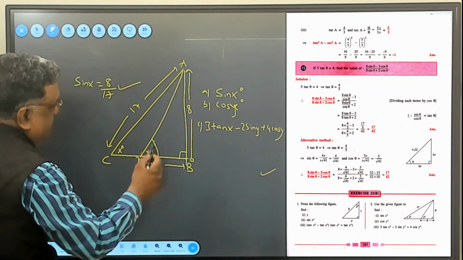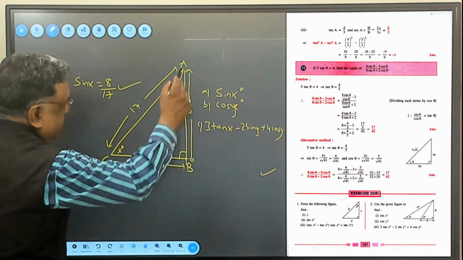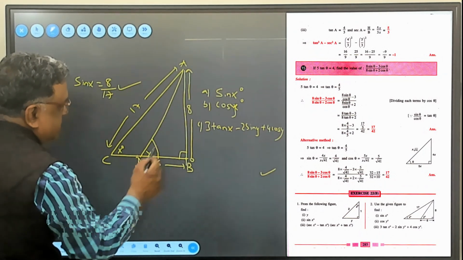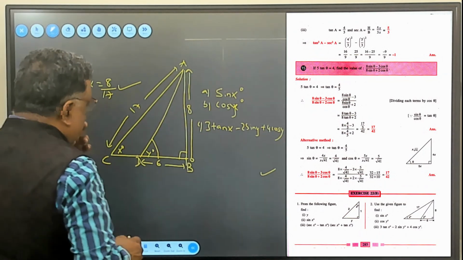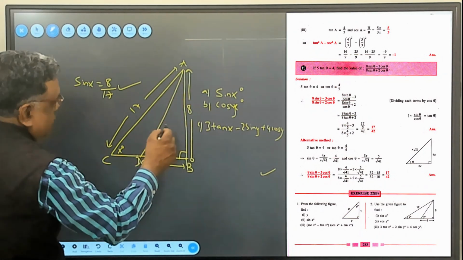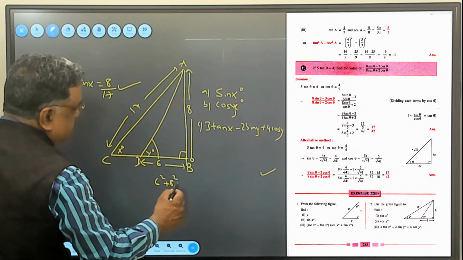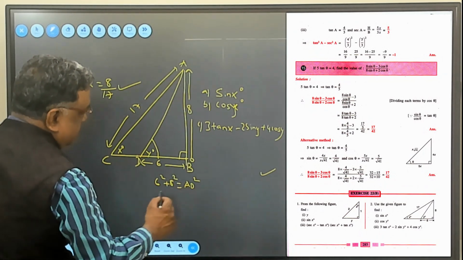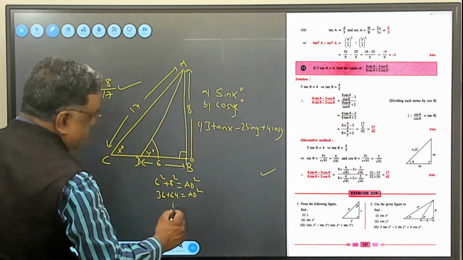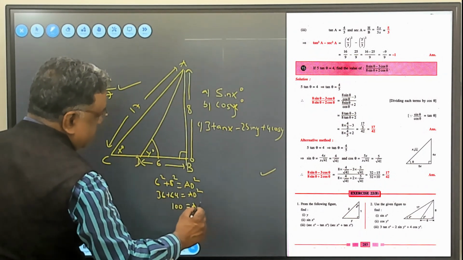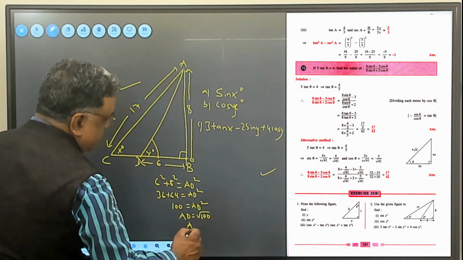Cos y. So cos y we will consider this triangle ABD. This is a right angle triangle ABD. So cos y is adjacent upon hypotenuse. So now we do not know AD. So let's apply Pythagoras theorem in triangle ABD. So that will be 6 square plus 8 square is AD square. 36 plus 64 is AD square. 100 is AD square. So AD is square root of 100. So AD is 10.